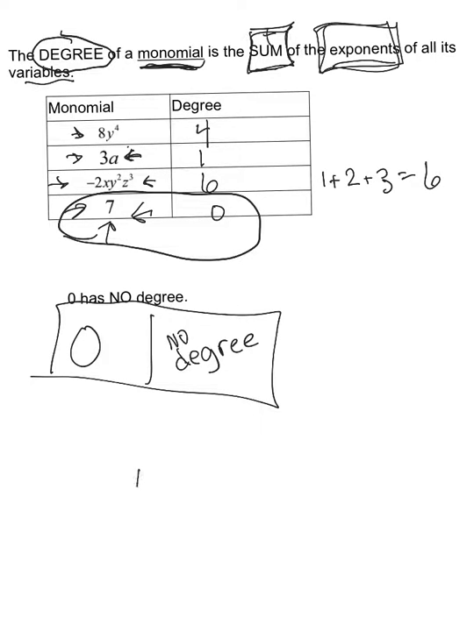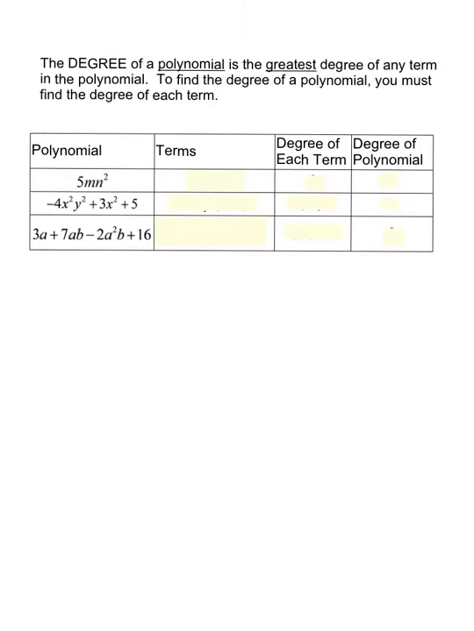So what is the degree of 4? 0. What is the degree of 0? No degree. All right, hopefully you see the difference. Underneath this, you threw the other one away.